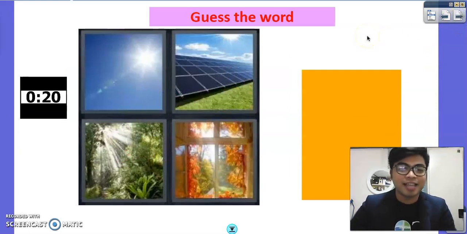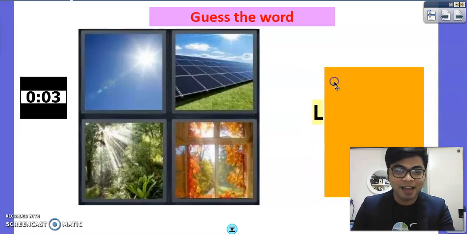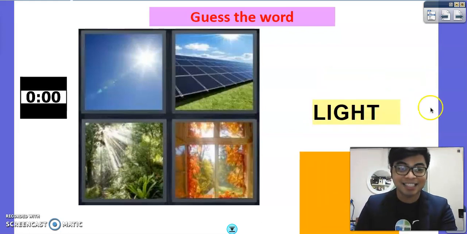Second question, take a look at the picture. The clue that you have there is on the first picture actually, so look at it. Seven seconds to think. First letter starts with L, and the correct answer is light.